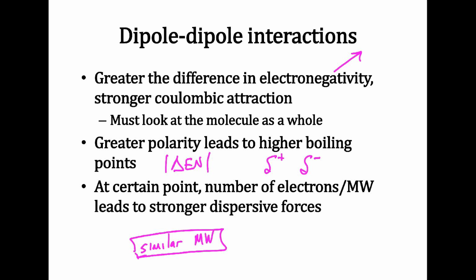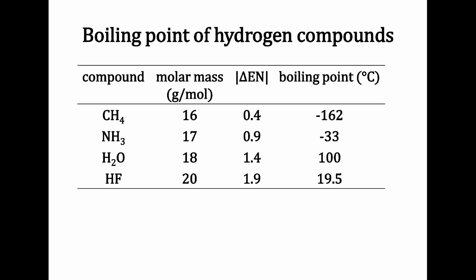So let's go ahead and look at a data table really quick. So in this data table, I've given a series of hydrogen compounds for second row elements. So we have CH4, so we have methane. We have ammonia. We have H2O. And we have HF.